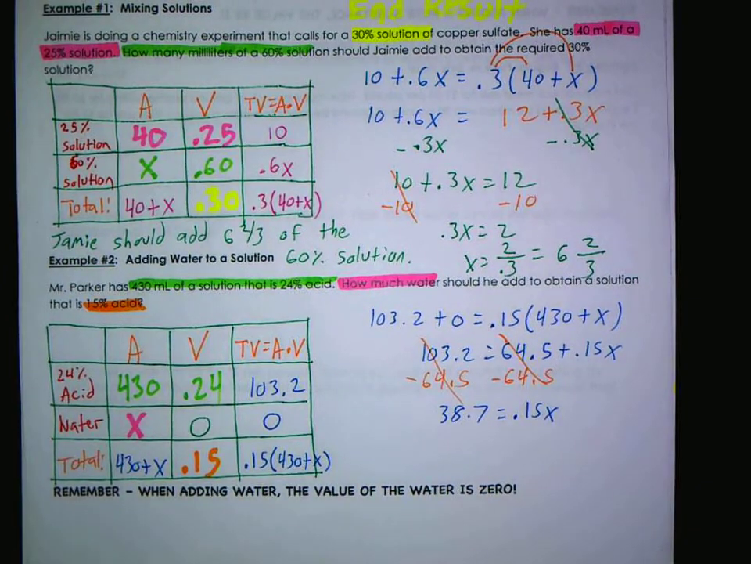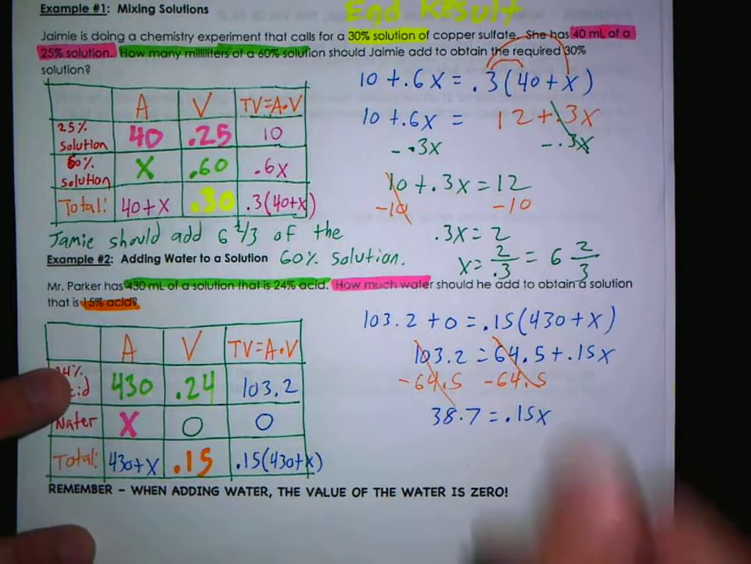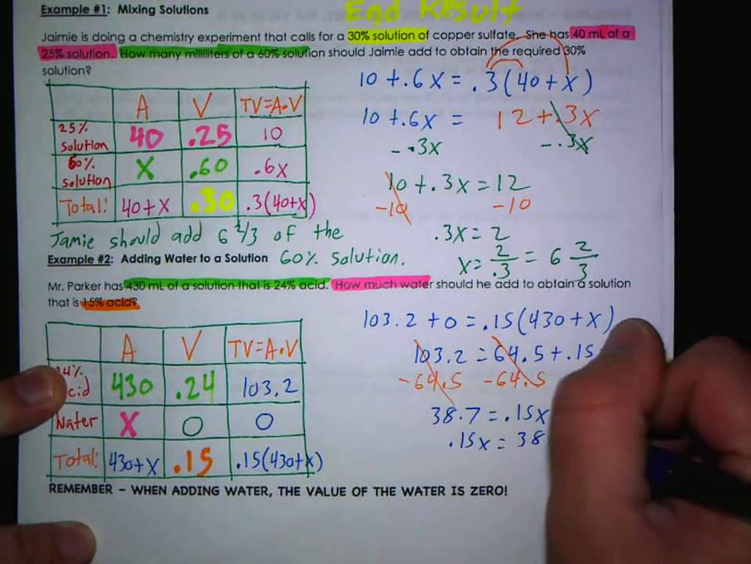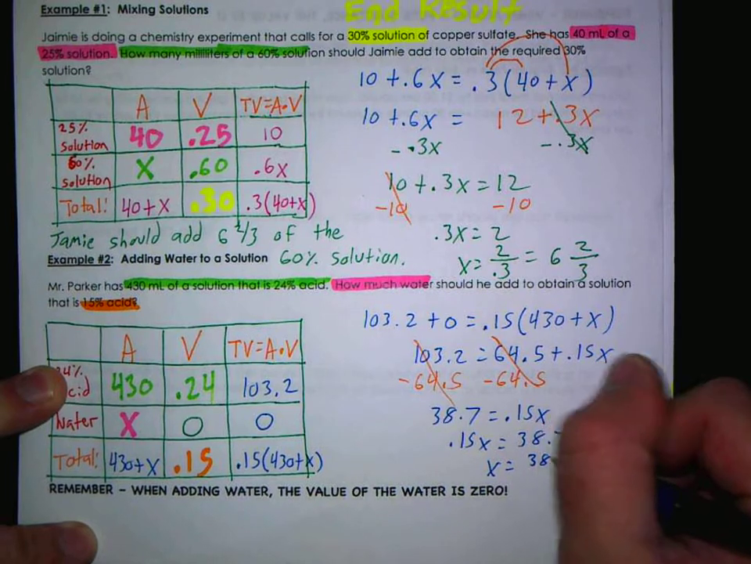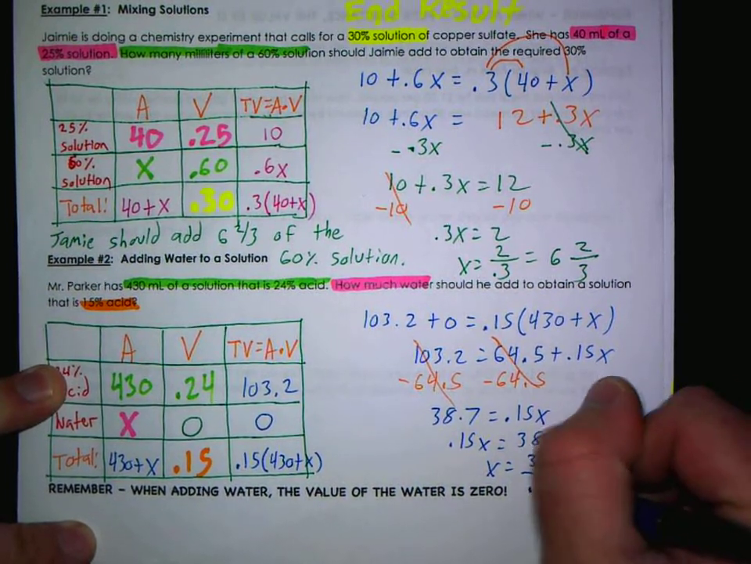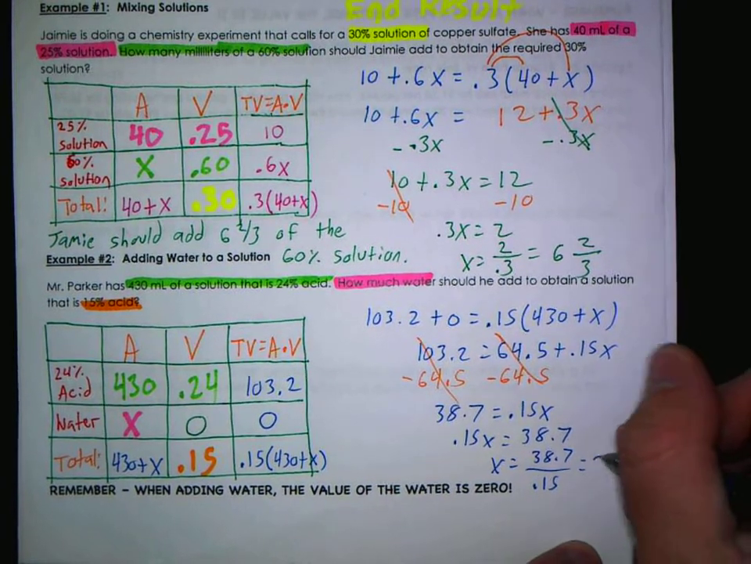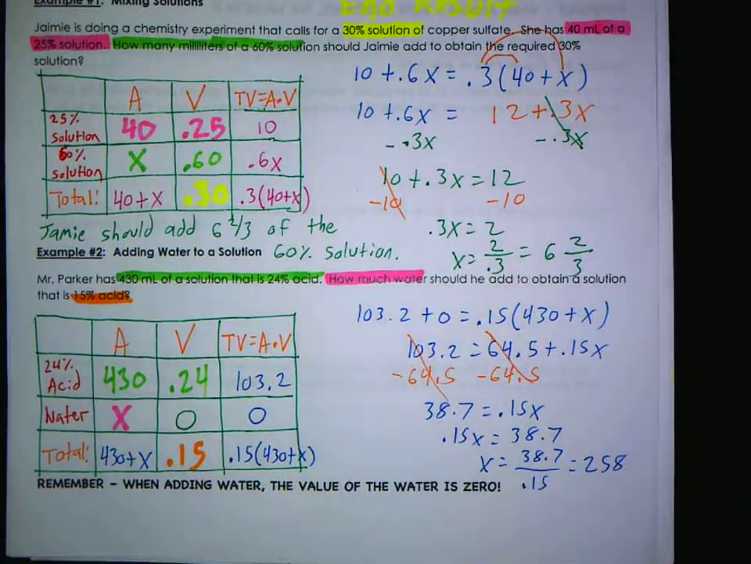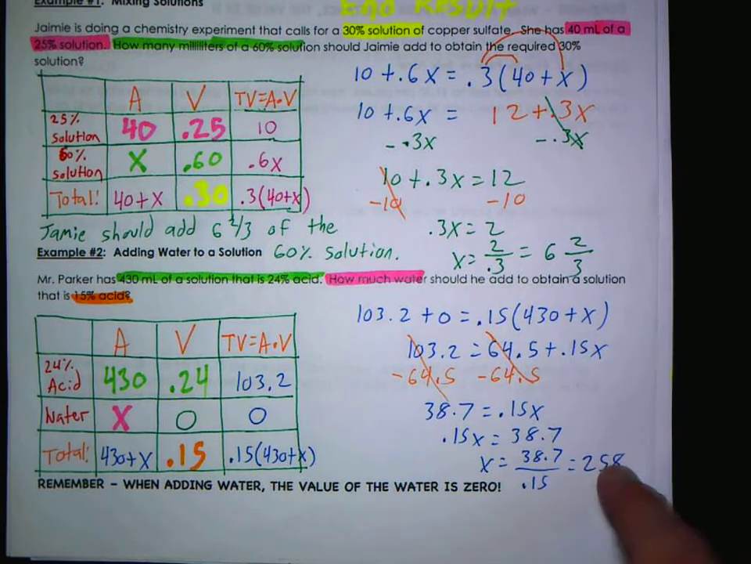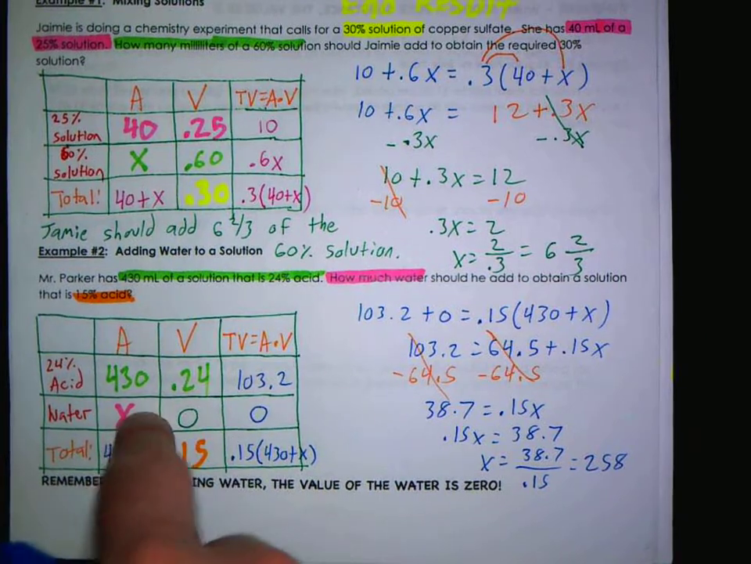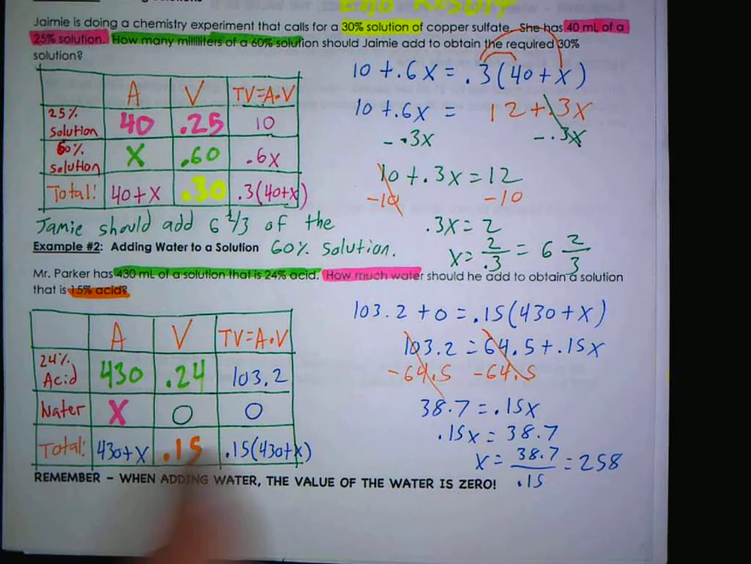And if you're bothered with the x on the right side, you could flip the whole thing around, right? You could rewrite it like this. Divide by 0.15. I got 258. So you have 430 milliliters. You need to add 258 milliliters of X, which is water, to get a 15% solution.